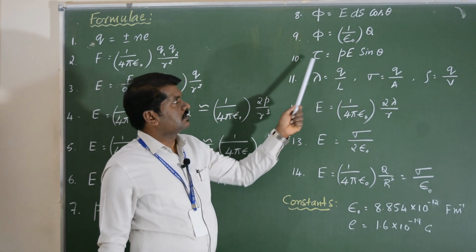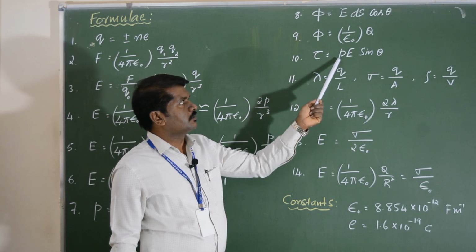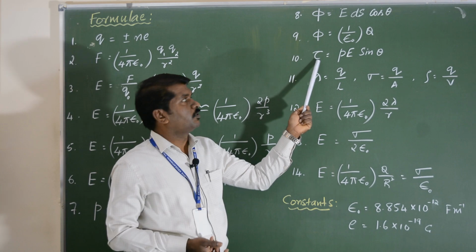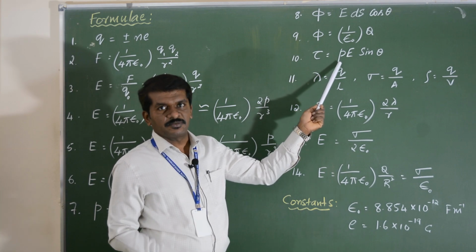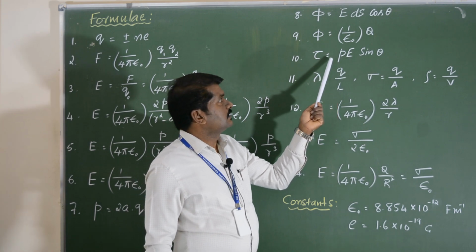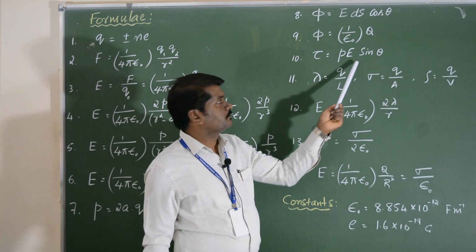And this is the torque acting on a dipole, given by τ = P E sin θ, where τ is the torque acting on a dipole, P indicates the dipole moment, E indicates the electric field intensity at a point, and θ is the angle between P and E.